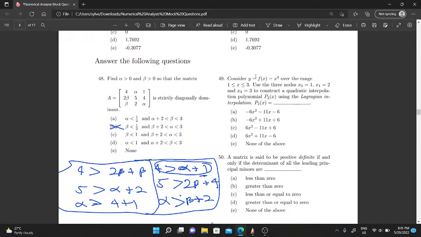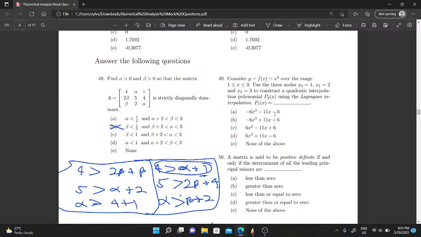So 49. Consider y is equal to f of x is equal to x cubed over the range, with the three nodes x0 is equal to 1, x1 is equal to 2, x2 is equal to 3, to construct a quadratic interpolation polynomial using the Lagrangian interpolation.